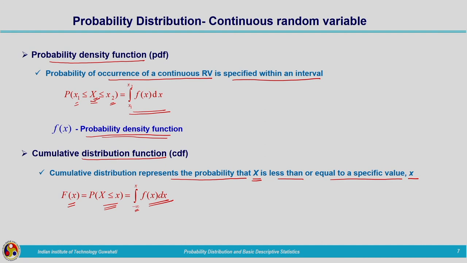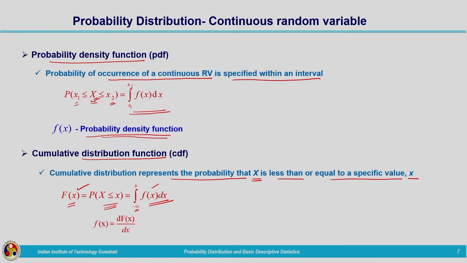So the cumulative distribution represents the probability of a random variable X less than or equal to a specified value, that can be from minus infinity to that particular value x, f(x) dx. f(x) is nothing but the probability density function. Now, the relationship between the cumulative distribution function and the probability density function is that the cumulative distribution function can be obtained by integrating the probability density function. So, we can find out the PDF, the probability density function, by differentiating the cumulative distribution function.